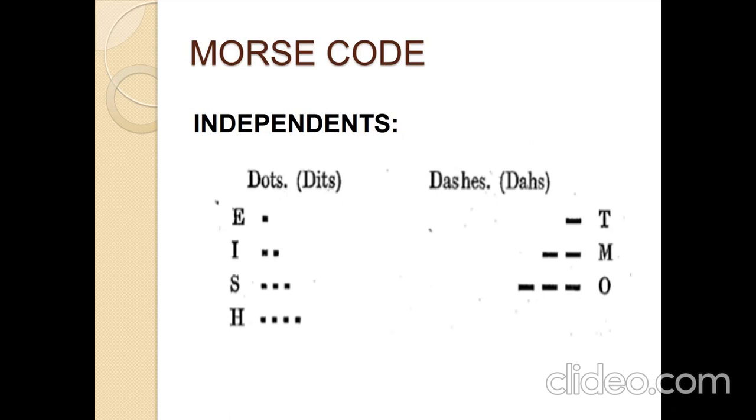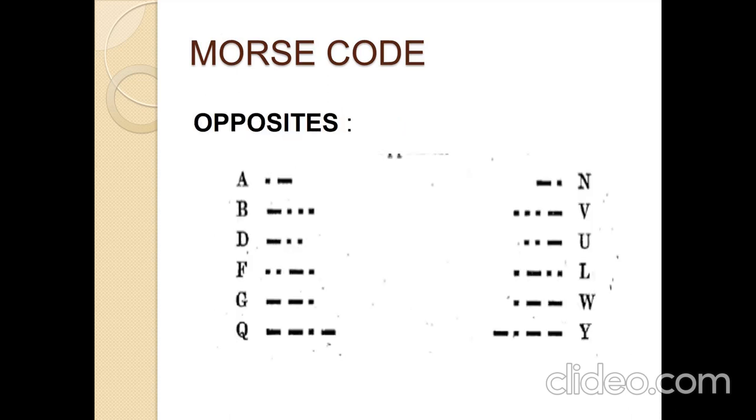In order to remember easily, first we see the independence. Easy way to remember is ish, tmo. Ish, easy to remember. Instead of fish, you can remove the letter F and add the letter E. Ish: E, did. I, did. S, did. H, did. For tmo: T, da. M, da. O, da. Opposites.